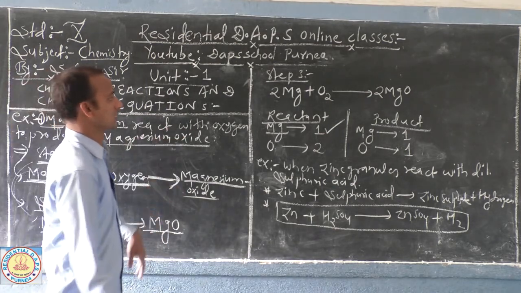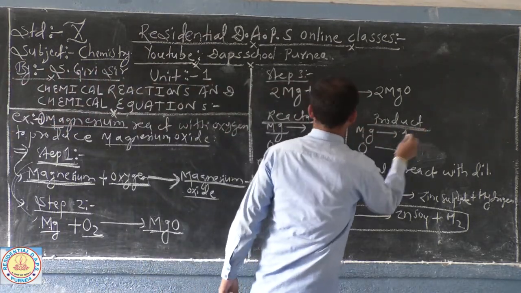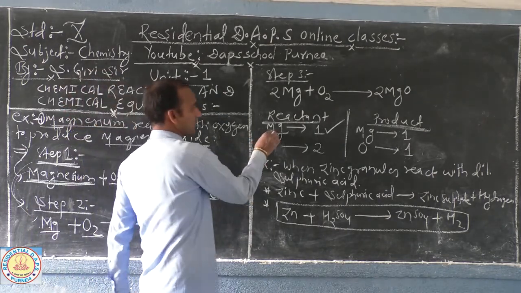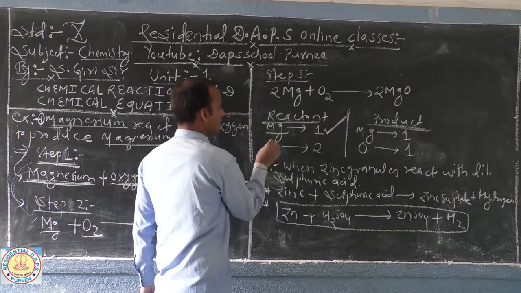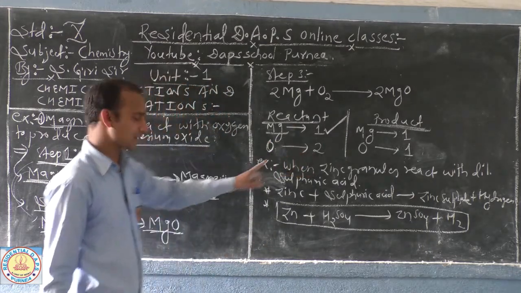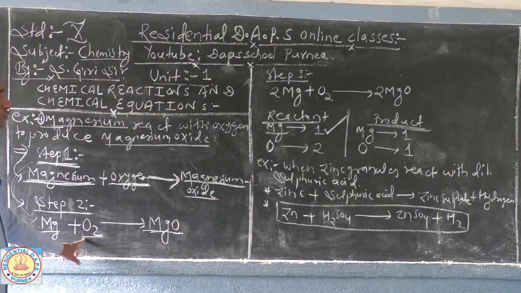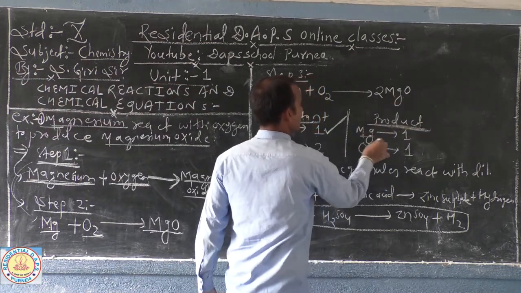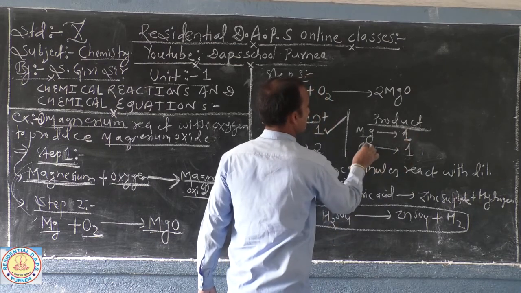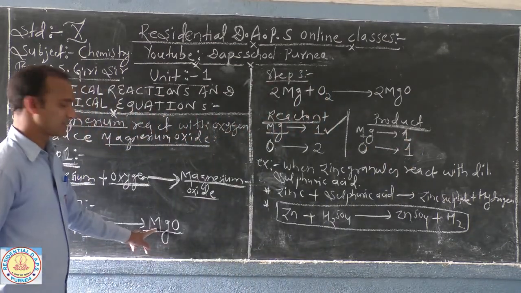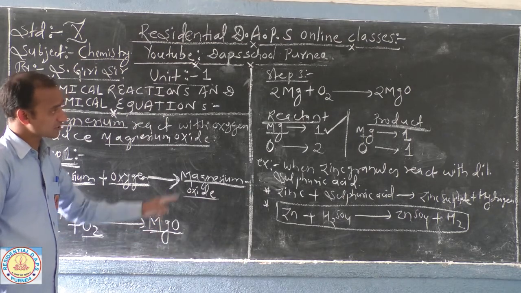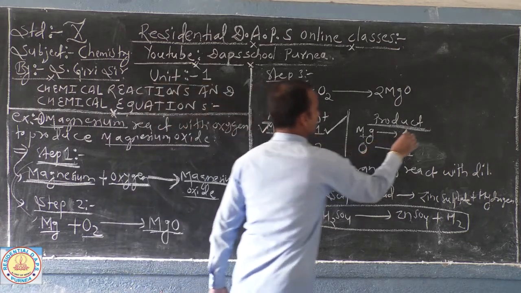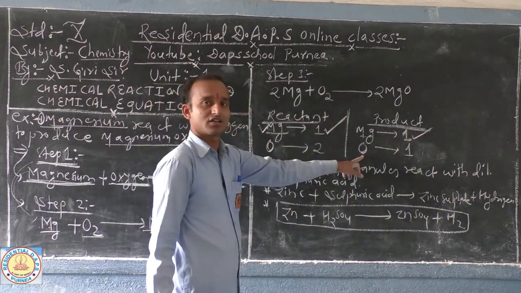Now how to balance? See the reactant side: what are the substances involved? Magnesium, how many atoms? Only 1. Oxygen, how many atoms? 2 atoms. You can see here O2 means 2 atoms. And in the product side magnesium is 1 only and oxygen is also 1. Now you have to balance. Magnesium is already balanced. Now for oxygen, here is the 2.